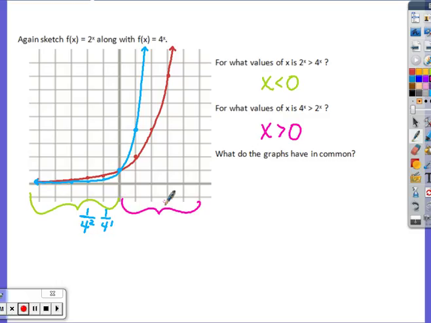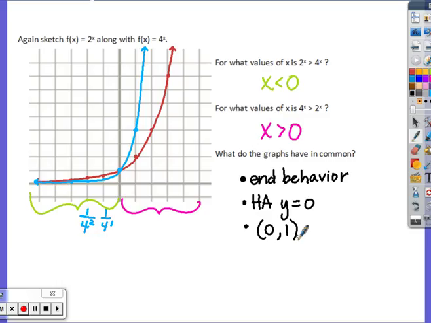Interesting. I want you to think of 4 or 5 things that these graphs have in common though. Okay. End behavior. Good point. Good. They both have a horizontal asymptote. What else? Same 0 value. So they both have the 0.01.